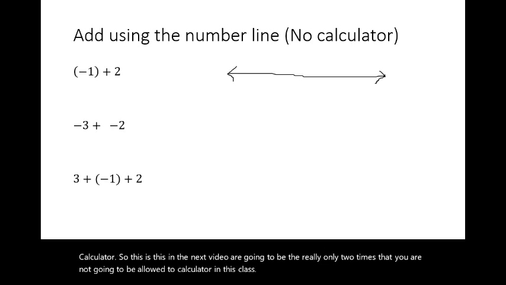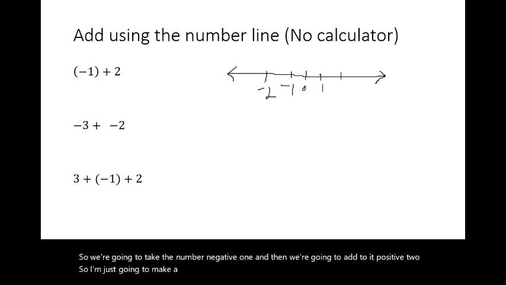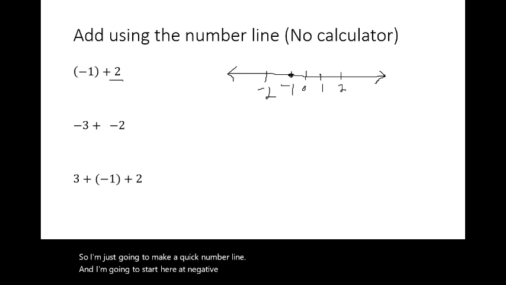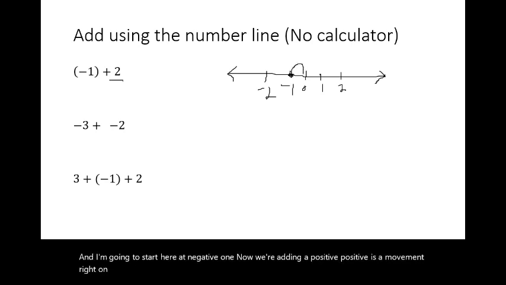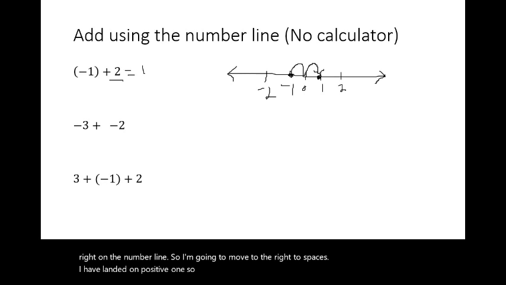So we're going to take the number -1 and then we are going to add to it +2. So I'm just going to make a quick number line, and I'm going to start here at -1. Now we are adding a positive. Positive is a movement right on the number line, so I'm going to move to the right 2 spaces. I have landed on +1, so the answer is equal to +1.